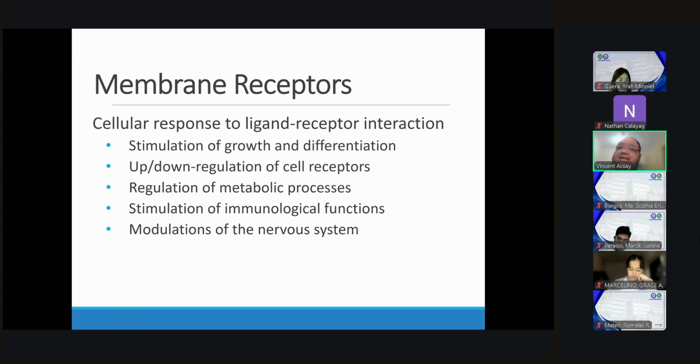So the downstream effects of these cellular responses can be stimulation of growth and differentiation. An example is growth hormone. The up or down regulation of cell receptors. An example is LDL. Regulation of metabolic processes, that's insulin and glucagon is your best example for that. Stimulation of immunologic factors. These are receptors that you may be familiar with as your toll-like receptors, and the modulation of your nervous system.